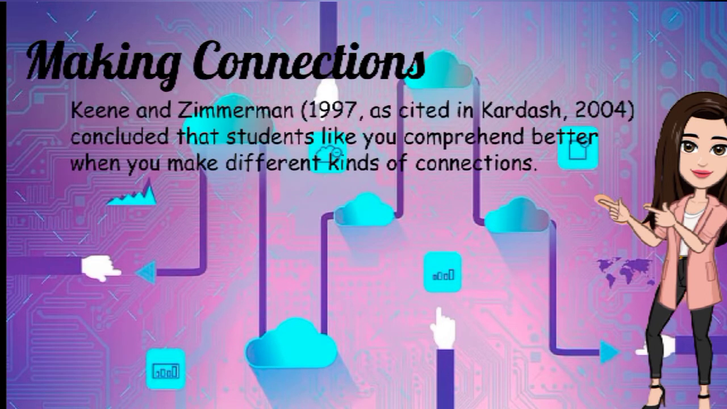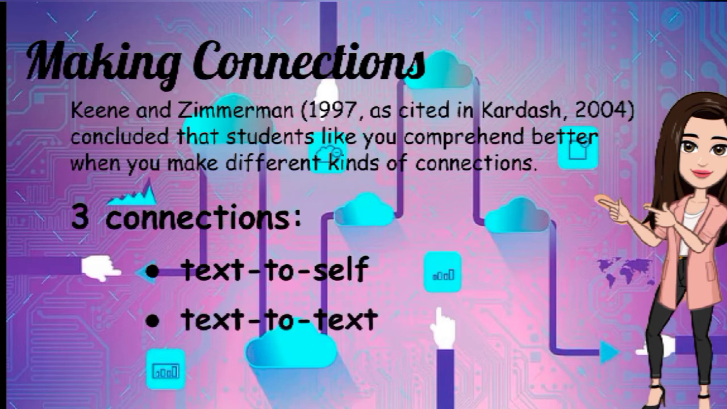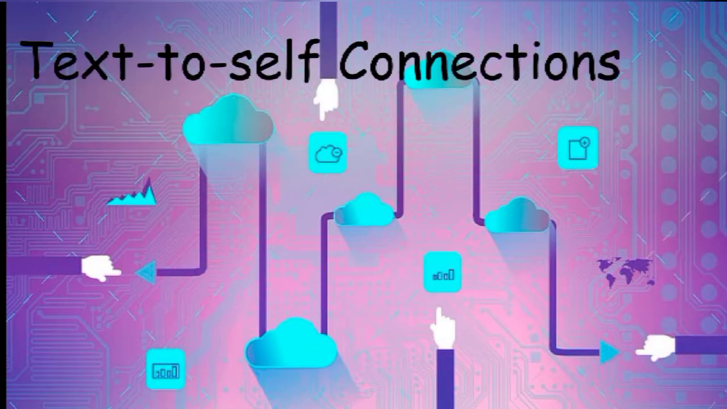According to Keene and Zimmerman of 1997, cited in 2004, students like you comprehend better when you make different kinds of connections. So these three connections include the following: text to self, text to text, and text to world. Let's have the first one, text to self connections.